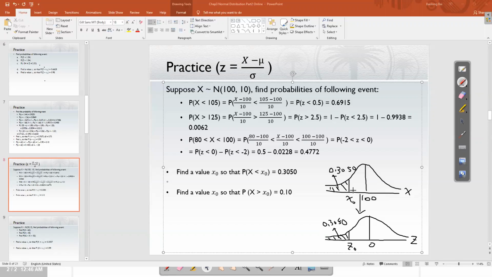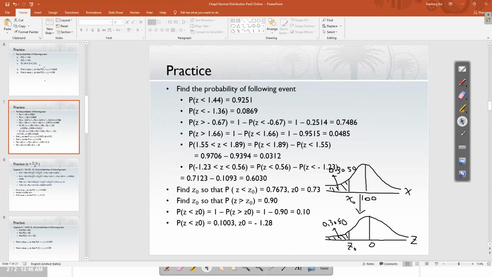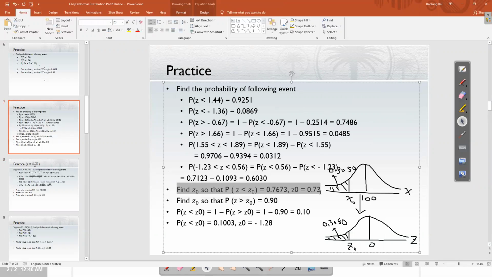Right? So when you look for the probability of x to the left of x0 being 0.3050, it's equivalent to saying you need to find a z0 so that probability of z less than z0 is 0.3050, right? To the left of z and to the left of x, they have the same probability. And then if that's the case, we should be able to find z0, just like what we did over here, right? With a given probability, we can find z.